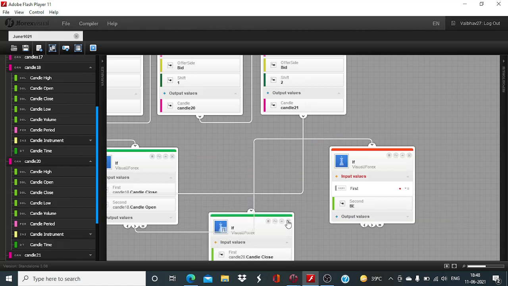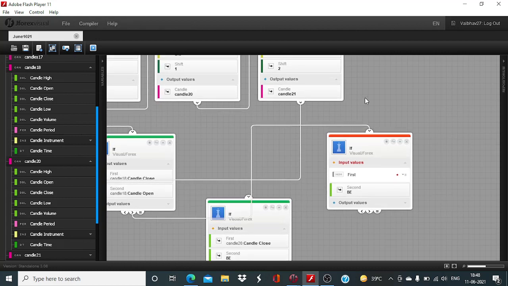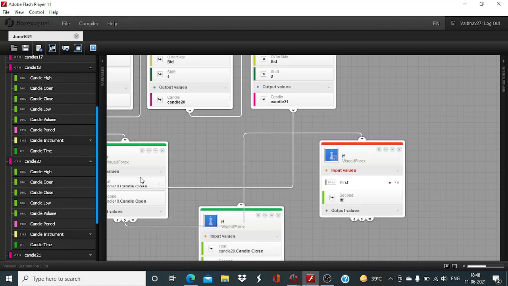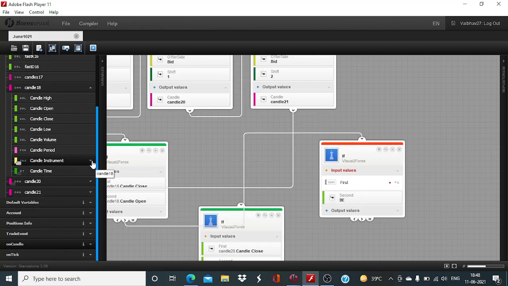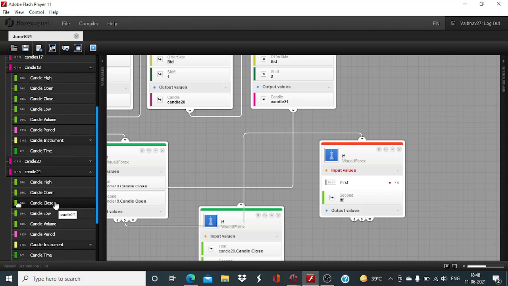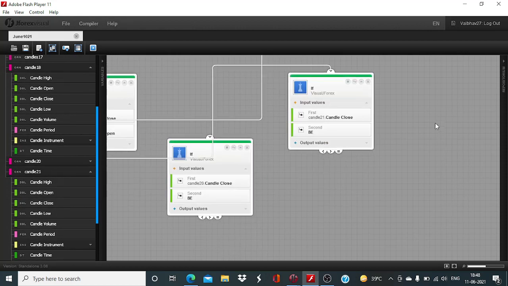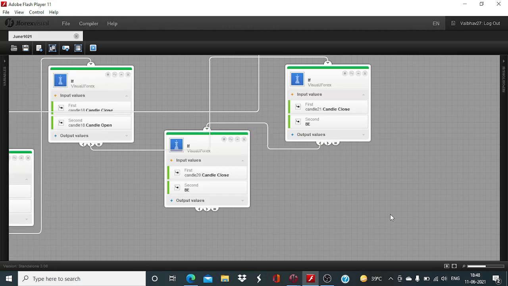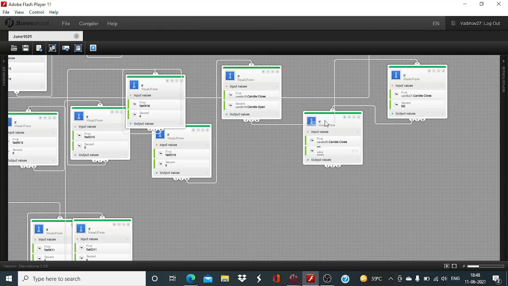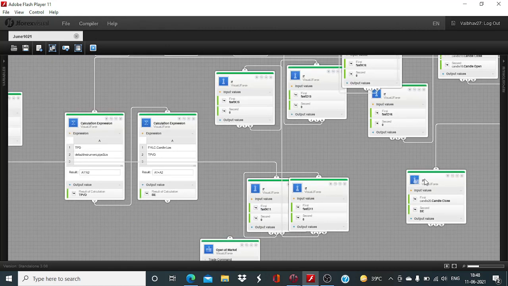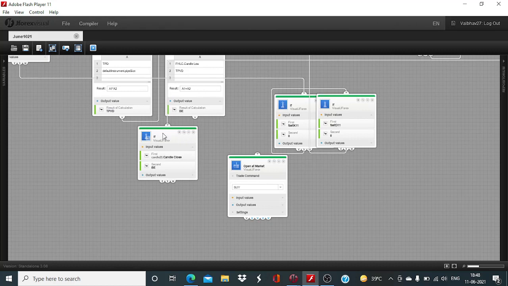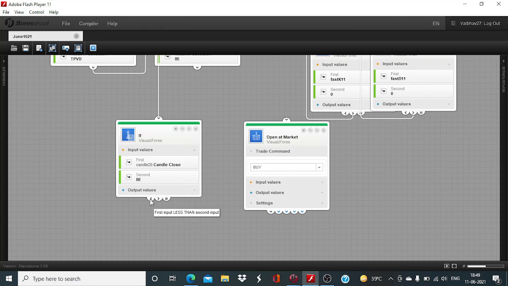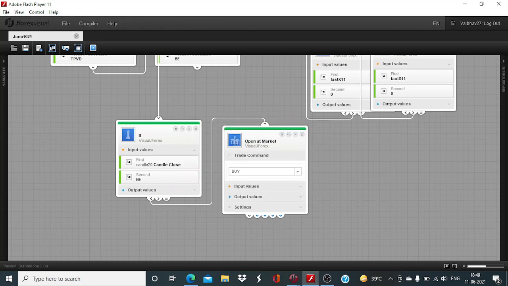Now this is going to be the last. So we will join this to the trade command block. Here, candle 21's closing value needs to be added, and it should have closed lower. So first input less than second input. Okay. And after that, first input greater than second input.